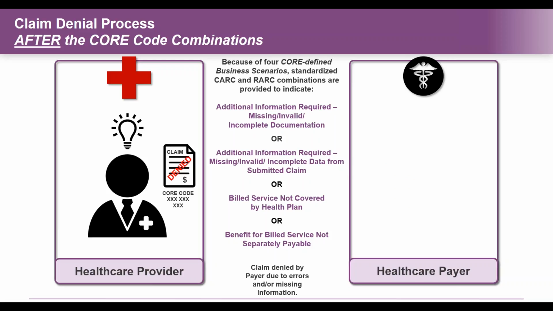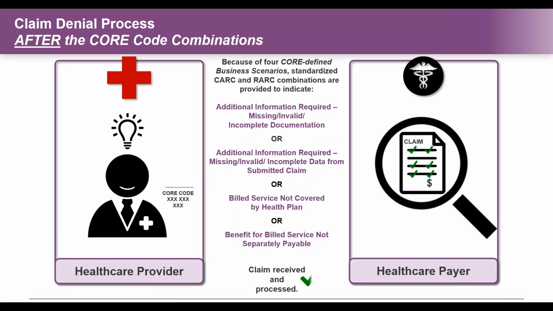So the provider can more easily work and put in business processes to rebill those specific claims because they know exactly what piece of data is missing, exactly what service is not covered, what attachment is missing. So it makes it much easier for the provider to do their manual processing for those rebills.